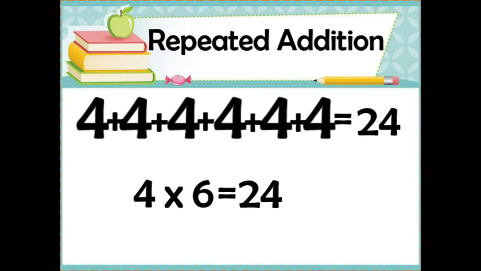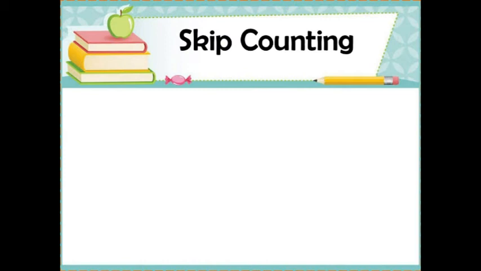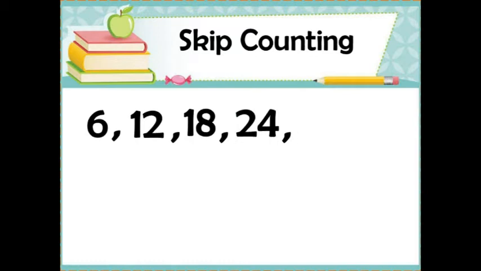So multiplication can also be shown in skip counting. So again, multiplication can also be shown in skip counting. How does it work? I have here an example of skip counting. We have here 6, 12, 18, 24, 30, 36. So this is skip counting by 6.